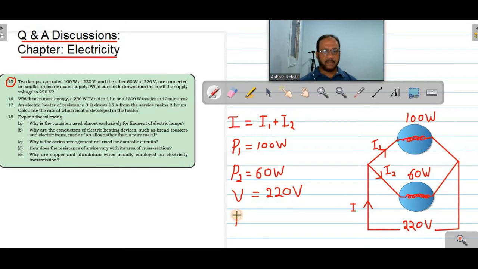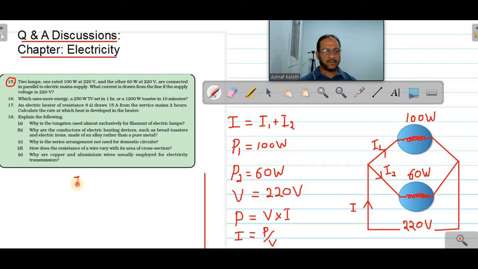We can use the equation power P is equal to V into I, power is voltage into current. So from this equation, current I is equal to P by V, current is power by voltage. Now first we'll find the current passing through the 100 watts bulb, I1.